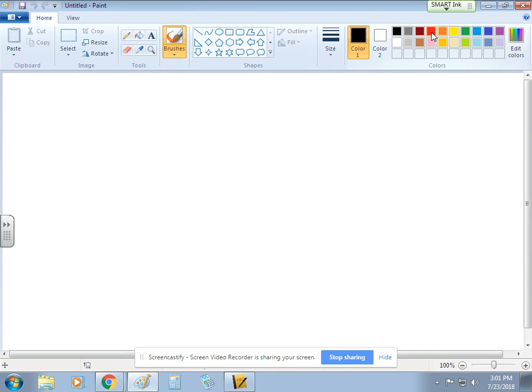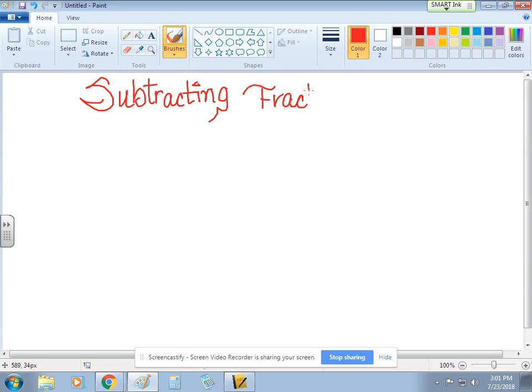Today's concept is going to be about subtracting fractions. So let's have our math notebooks ready. And let us write down the concept.